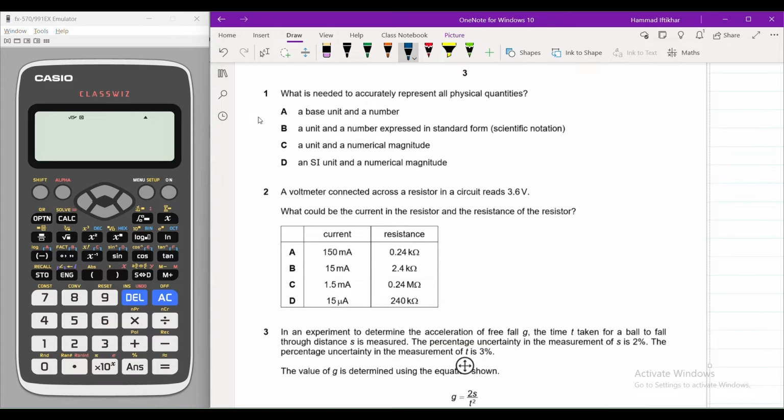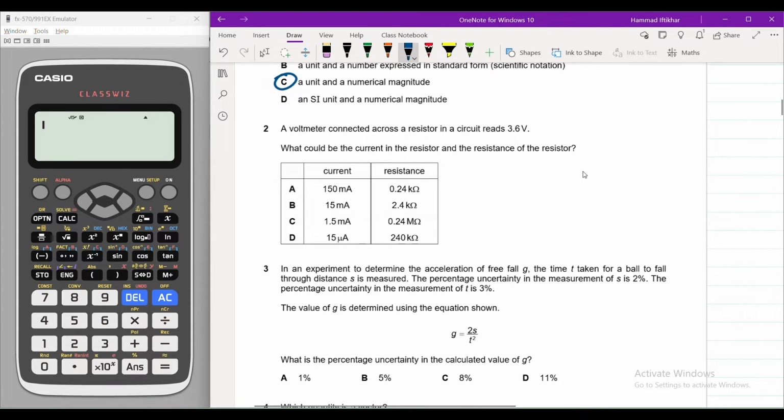Question number 1. What is needed to accurately represent all physical quantities? So we know that to represent all physical quantities, we need a numerical magnitude and a unit. Now the unit doesn't have to be an SI unit, it doesn't have to be a base unit, it could be a derived unit or anything. We just need a numerical magnitude and a unit. So that's C.